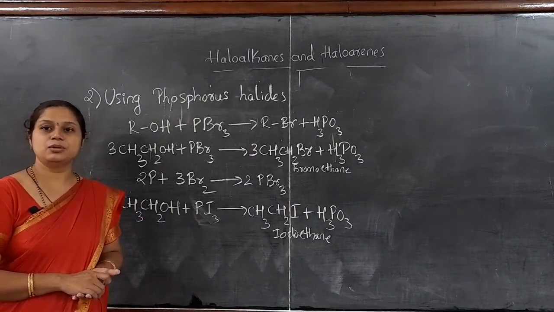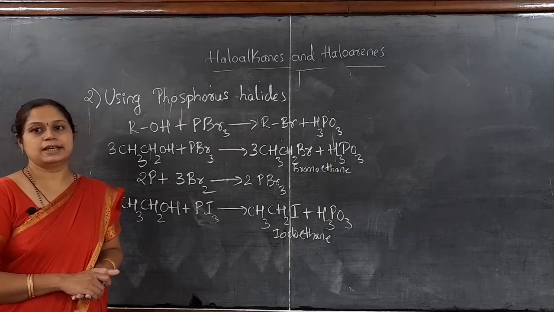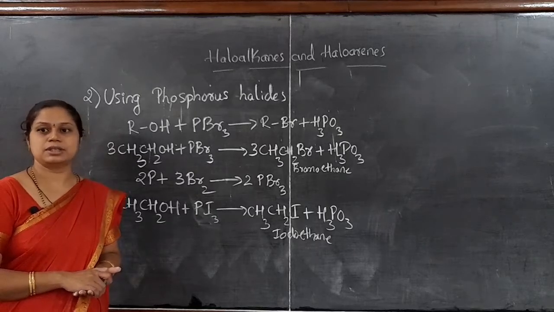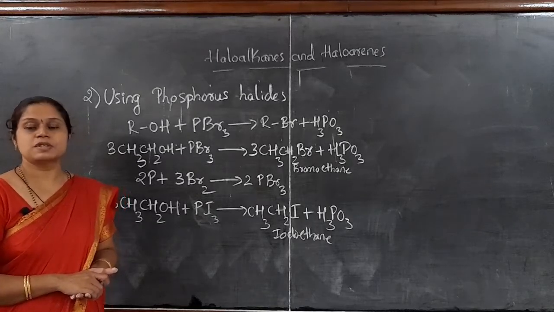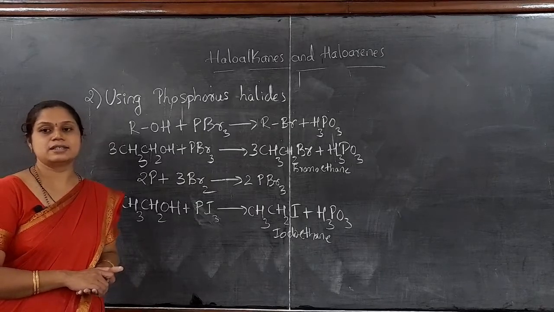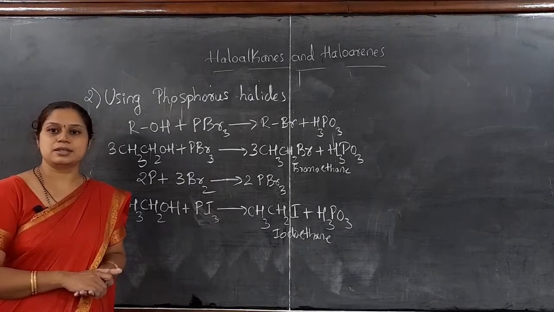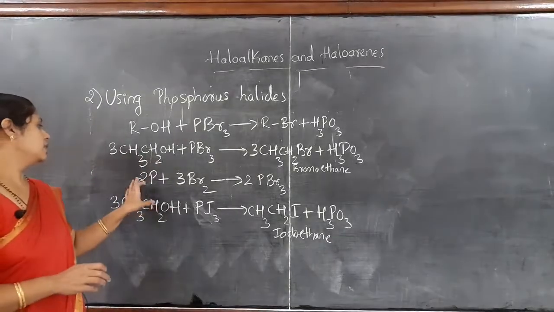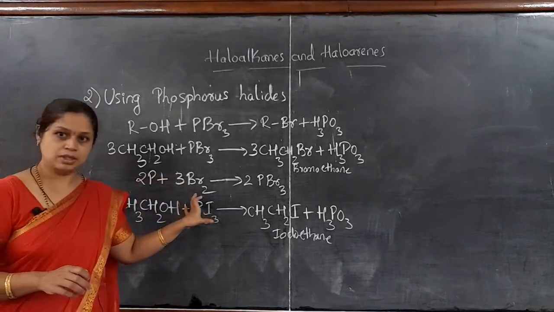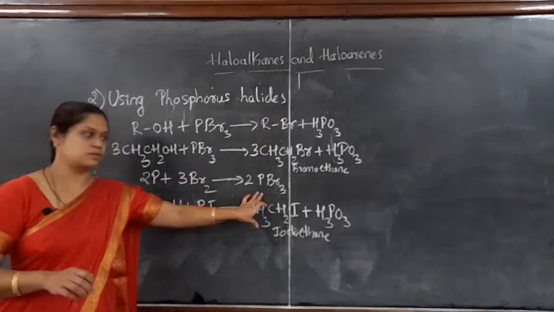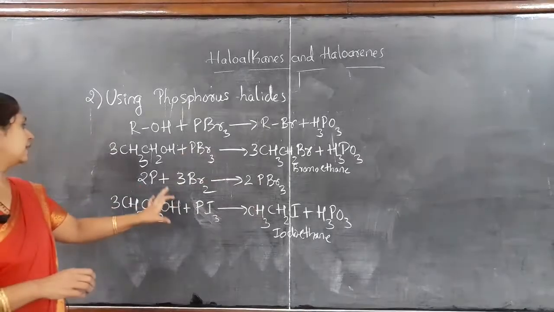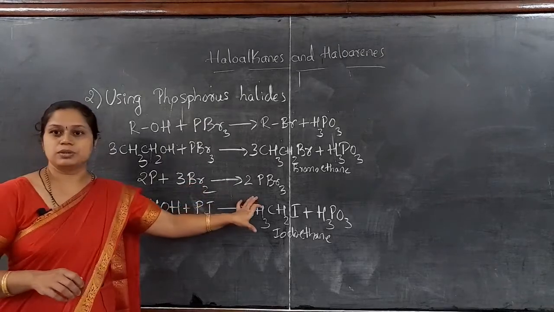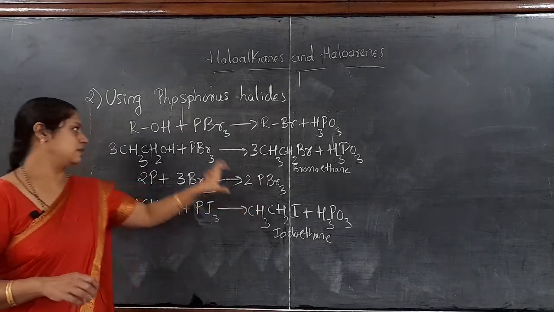Bromoalkanes as well as iodoalkanes can also be prepared by the action of phosphorus tribromide or phosphorus triiodide respectively with the alcohol. As phosphorus tribromide and phosphorus triiodide are not stable, they are prepared in situ. That is, in the reaction only they are prepared. When red phosphorus acts on Br2, we get phosphorus tribromide. In the same way, when red phosphorus acts on iodine, we get phosphorus triiodide here.